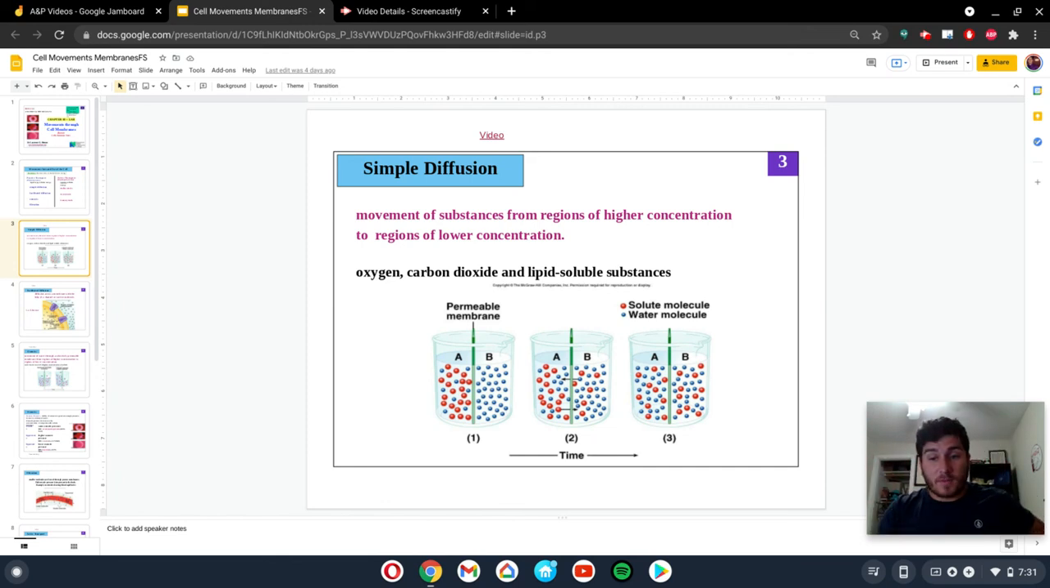What will prevent that from happening? A semi-permeable membrane, but we'll get to that later. So this is the idea: things will go from high concentration to low. There are great videos online too with animations if you want to look at those as well. It'll help you out.